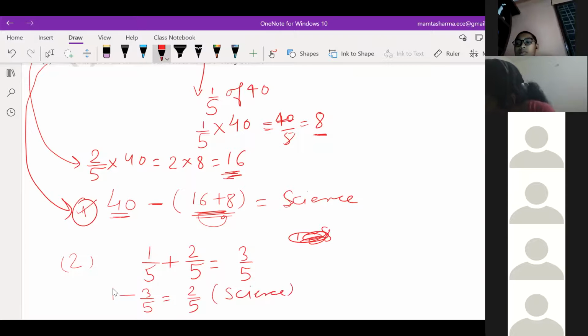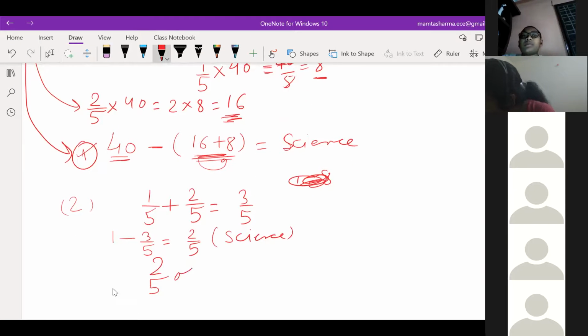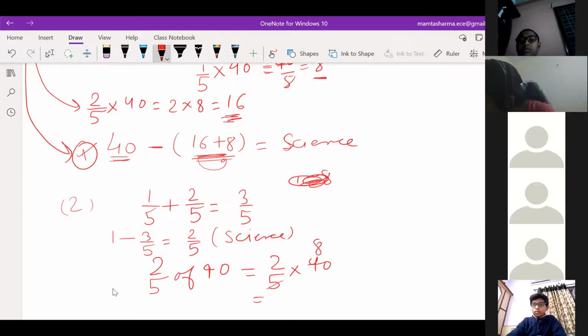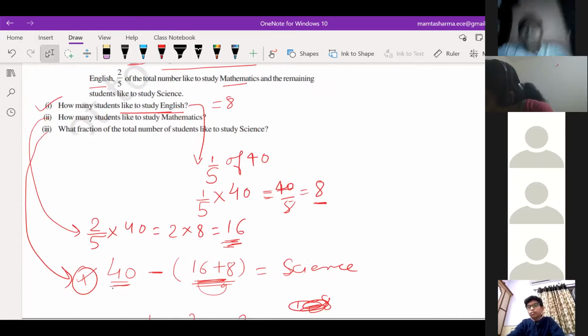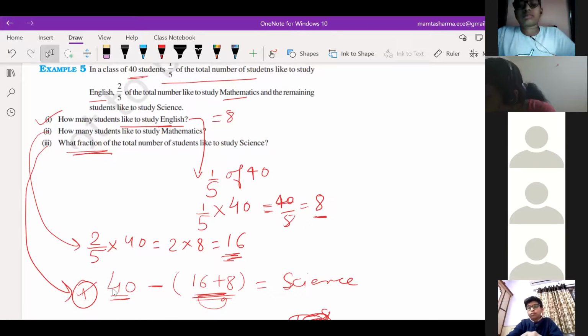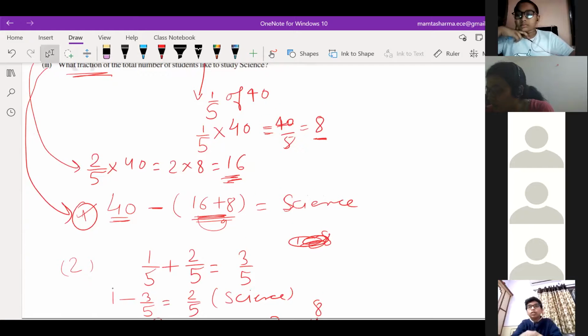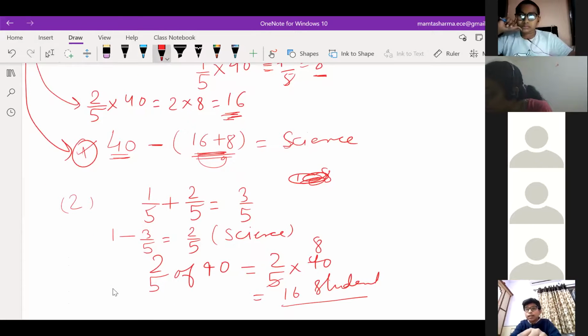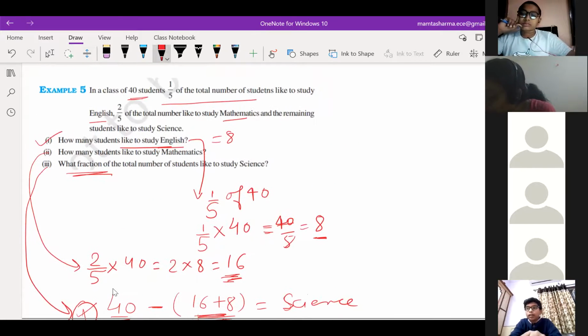Okay. Now 2 by 5 of total. Total are 40 students. So 2 by 5 of 40, 16 students like science. Okay. Now it has been asked, a fraction of total students. It is not asked the number of students. It has been asked what is the fraction of total number of students.